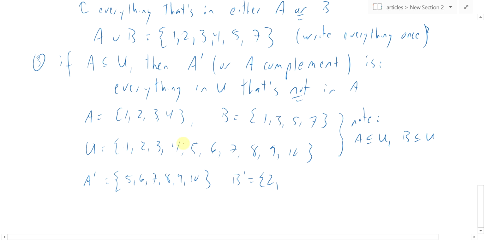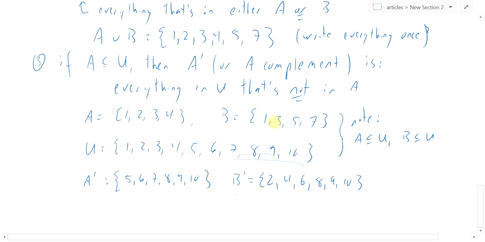3 is in B. 4 is in U, but not in B. 5 is in B. 6 is in U, not in B. 7 is in B. 8, 9, 10. So A prime and A together make up all of U. A prime is everything you need to finish out U that's not in A. And B prime likewise is everything that's in the set U that's not in B.